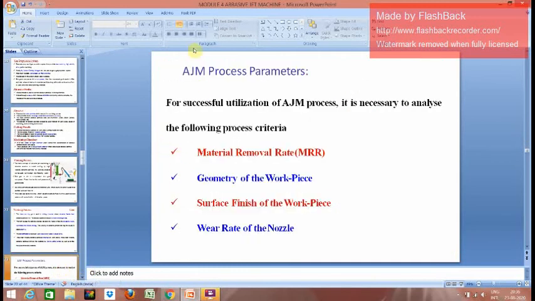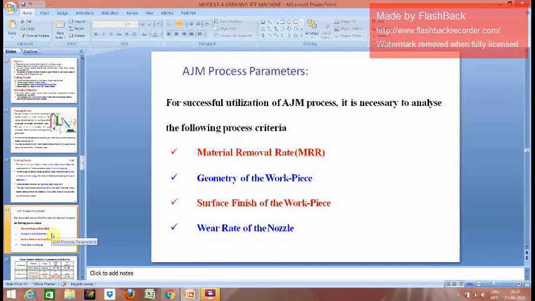So, there are certain process parameters in order to successfully utilize the AJM process. First, MRR, geometry of the workpiece, surface finish of the workpiece, and wear rate of the nozzle. These four parameters are to be considered for the successful utilization of AJM.